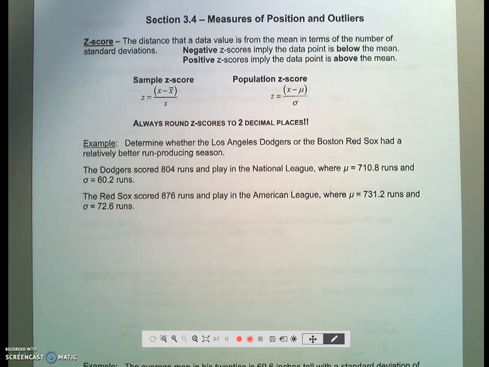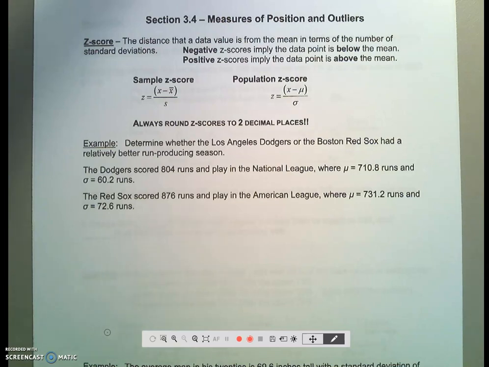So we've talked about means and standard deviations, and now we want to talk a little bit more about data points themselves. Specifically, how can you figure out where a data point lies within a data set? And how can you tell if a particular data point is actually an outlier or not?